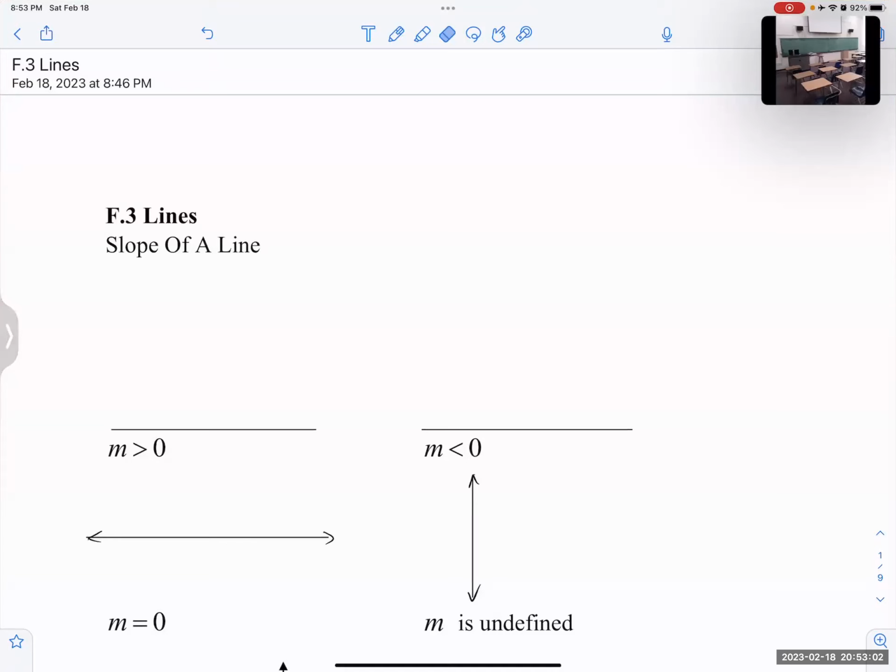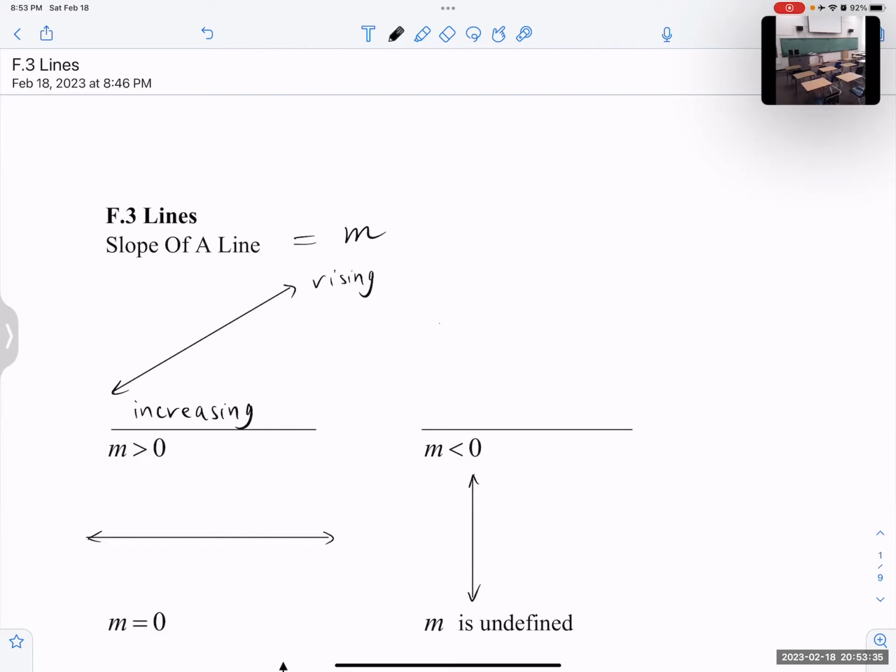Slope of a line is represented by the letter M. If a line is rising from left to right, it is also said that this is the graph of a function that is increasing, meaning its y values or function values are increasing from left to right as x increases, and the slope M is positive, greater than 0.